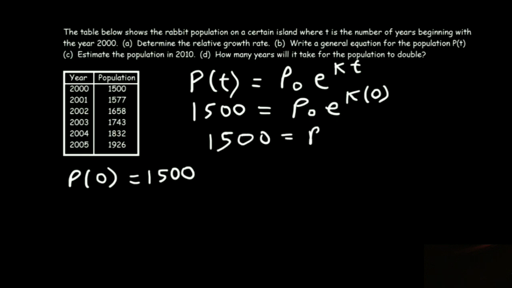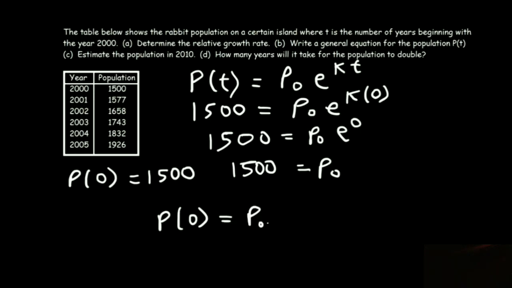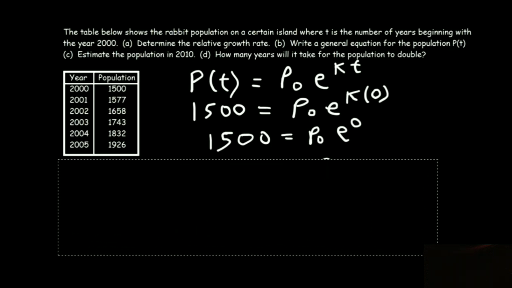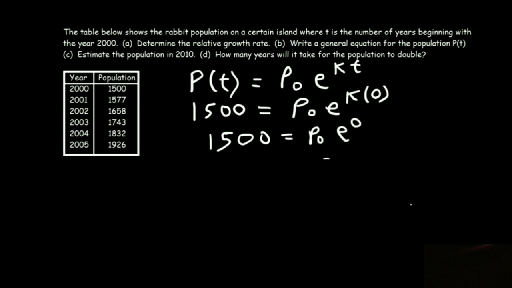So if we replace P(t) with 1500 and t with 0, we get 1500 = P₀ e^0, and e^0 is 1. So P₀ is 1500. P(0) is the same as P₀. That's the initial population. So how can we use this to calculate k?